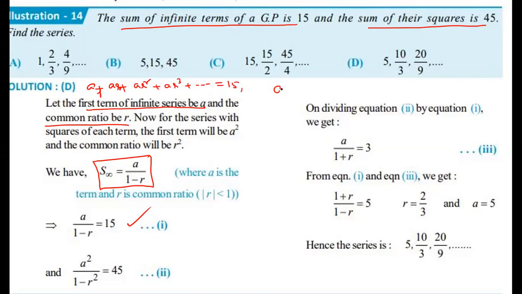What is the second case? A square, AR whole square, AR square whole square, AR cube whole square and so on up to infinity. This value is how much? 45. That's the meaning. Given. Please add these points. Given.